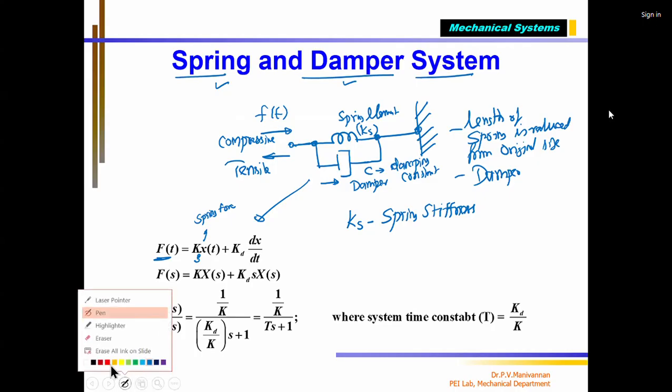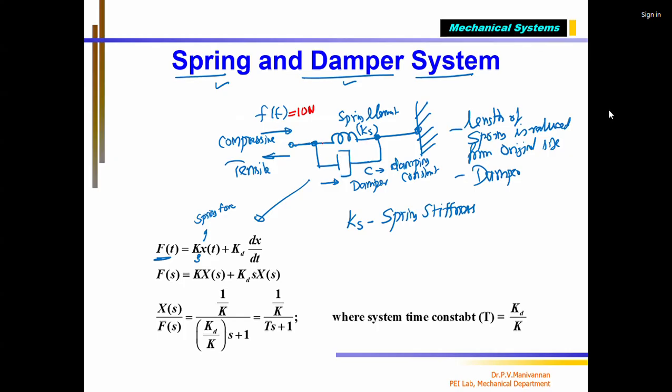I can draw it like this. When I apply, initially F of T was 0. Now I am applying, for example, 10 Newton force. Then what happens? My spring will get compressed. My damper will also move something like this. Okay, the spring length is reduced. My damper originally had this position. The piston alone moves inside. So the total displacement I call delta x of t.